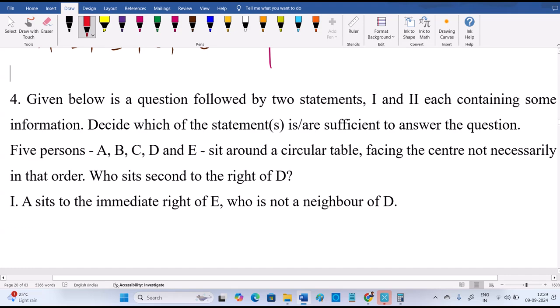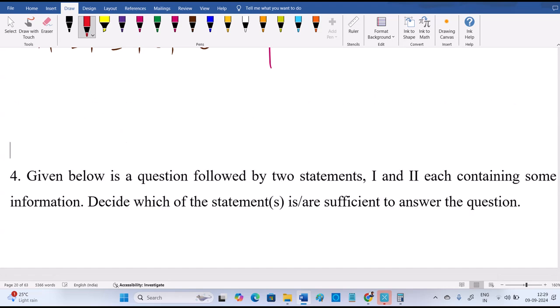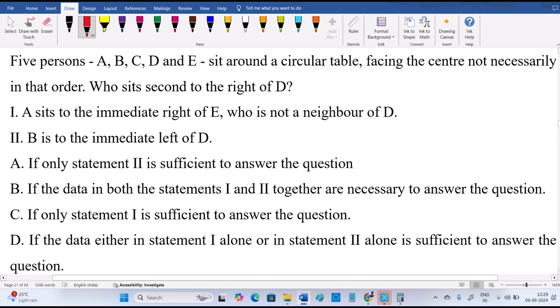Now, data sufficiency. A routine case. With two alone it's not possible. It's clear, one alone also not possible. Together only, because it's a very clear picture. Two alone: B is left of D. That's not enough, because they're asking who is second to the right of D. Two alone not possible, but we have to try one alone.